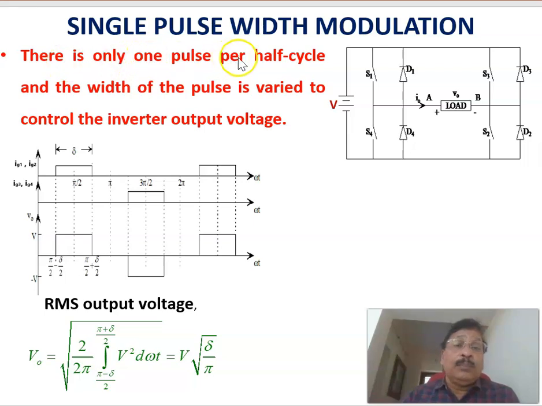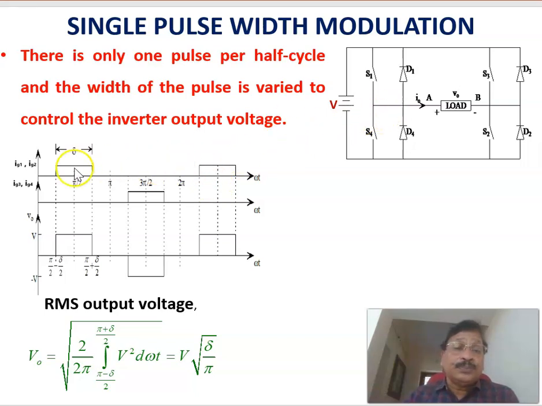Now, let us see the single pulse modulation technique of these switches. There is only one pulse per half cycle. If you take the half cycle 0 to pi, that's one half cycle, there will be only one pulse. Then from pi to 2 pi radian, that is the next half cycle, again per half cycle only one pulse is there. And the width of the pulse is varied to control the inverter output voltage. This width of the pulse can be varied so that the RMS value of the output voltage can be changed.